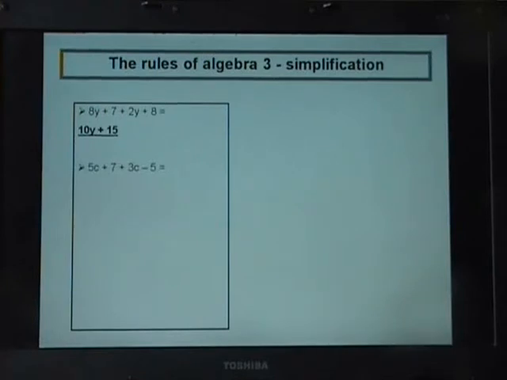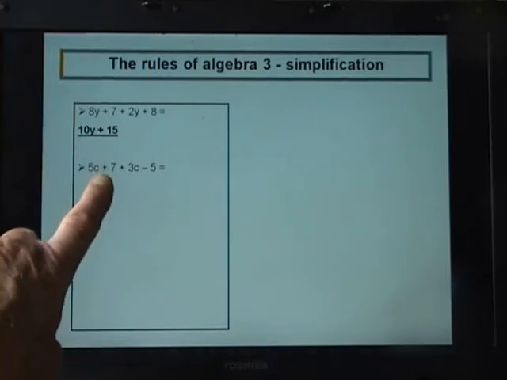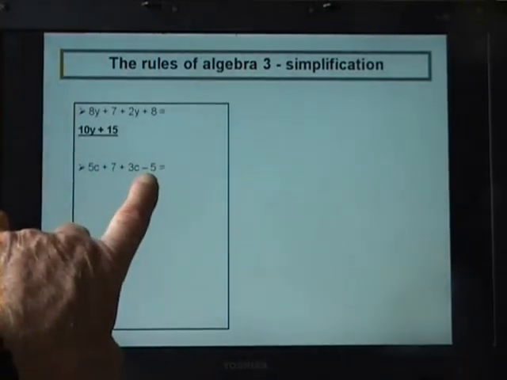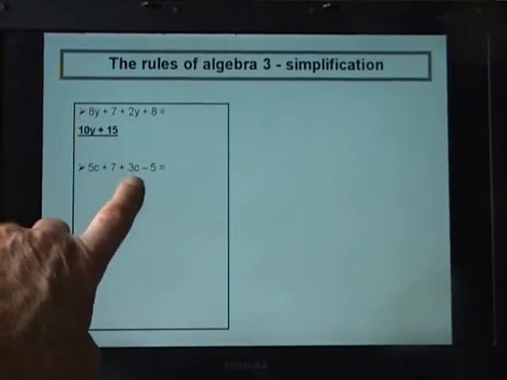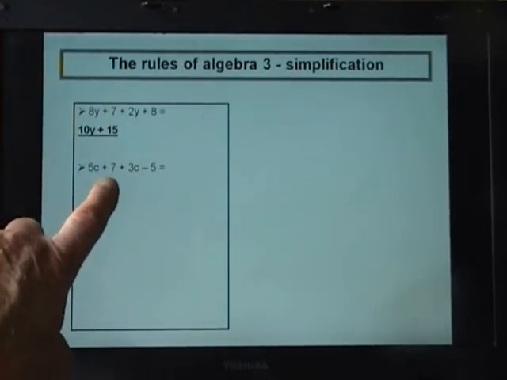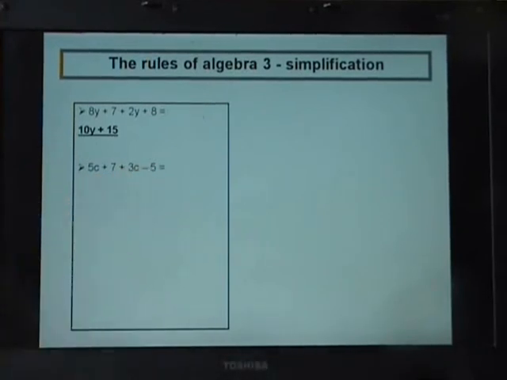I've got c's, I've got numbers. I'll collect the c's up. 5c plus 3c is 8c. Collect the numbers together. 7 minus 5 equals 2. Notice that's plus 7, but there I'm taking 5 away. So I've got 5c plus 3c, which is 8c, and I've got 7 minus 5, which is plus 2.